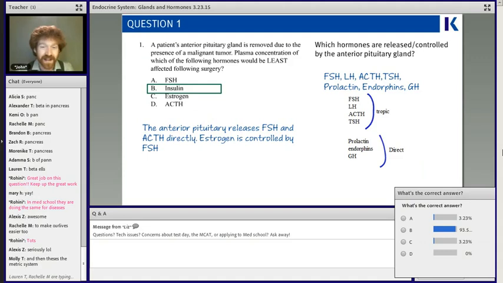That's, as we said, estrogen is controlled by FSH. We'll go through all the estrogen type stuff in a second here, too.